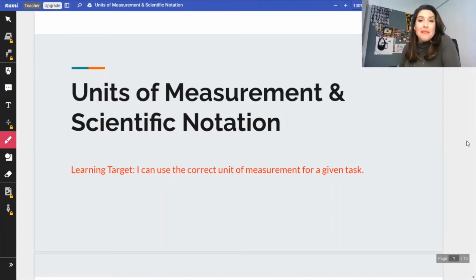Good afternoon. I'm Michelle Sanner, and today we are going to be talking about two different topics: units of measurement, what they are and why we use them, and scientific notation, just as a review. So, our learning target today is twofold: be able to use the correct unit of measurement for a given task and be able to express that unit of measurement in scientific notation as need be.